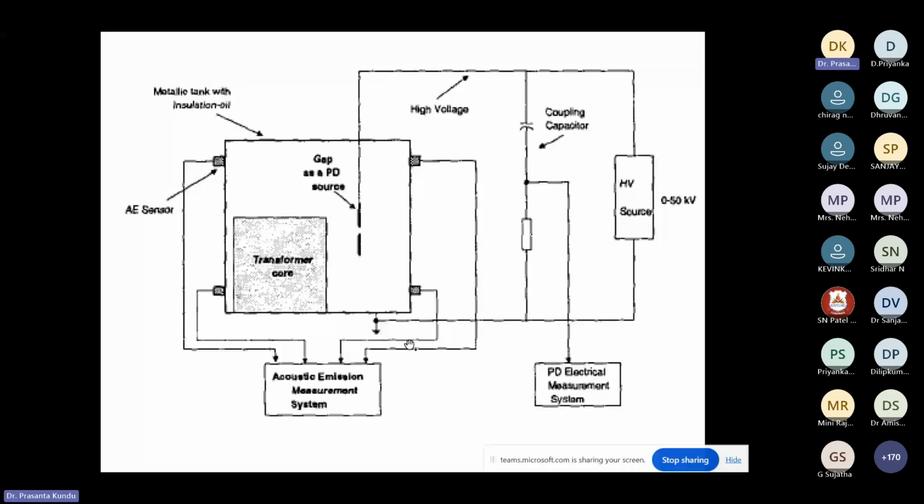For three-dimensional source locations, we need a minimum of 4 sensors. And if you have more sensors, then the accuracy of the locations will increase. But a minimum of 4 sensors is necessary for the source locations. So the source location part will come.